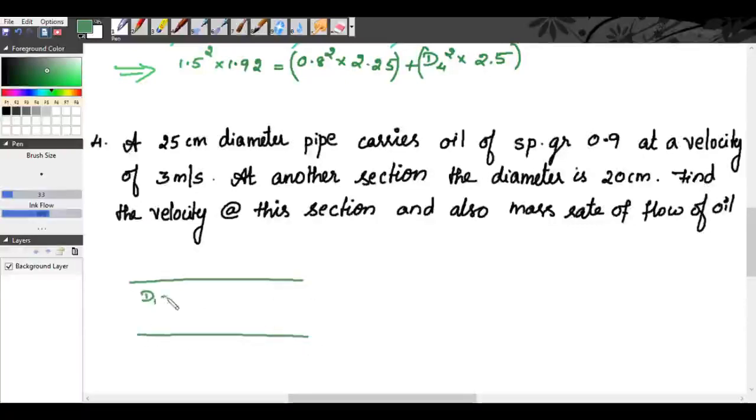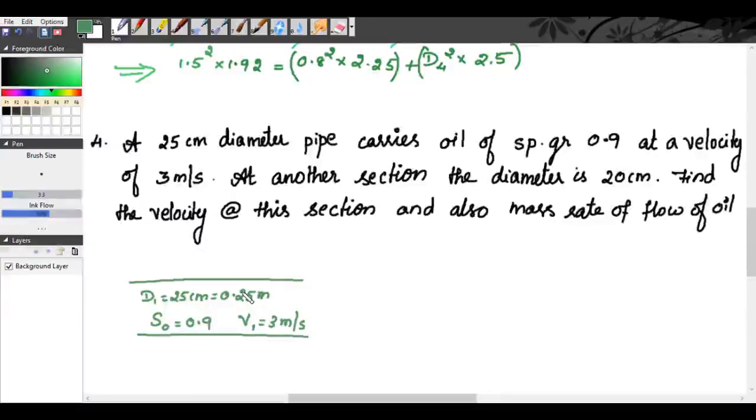So D1 is equal to 25 centimeter, that is 0.25 meter. It carries oil of specific gravity, so SO is equal to 0.9. It is carrying oil at a velocity, that is V1 is equal to 3 meter per second. Okay, this is in one section.